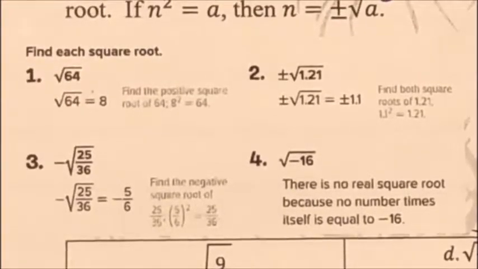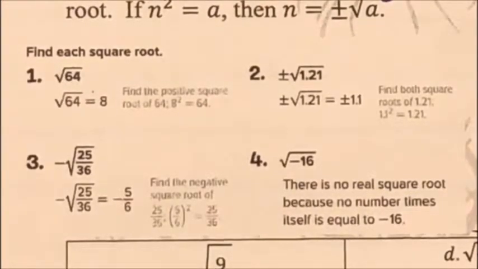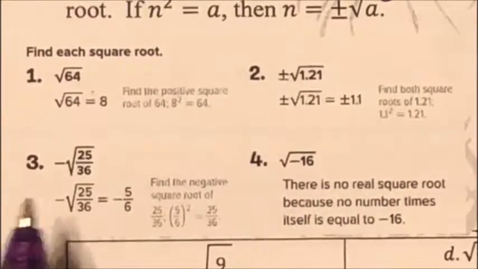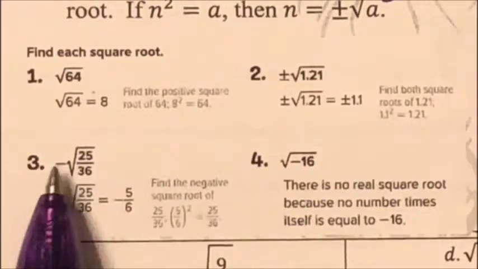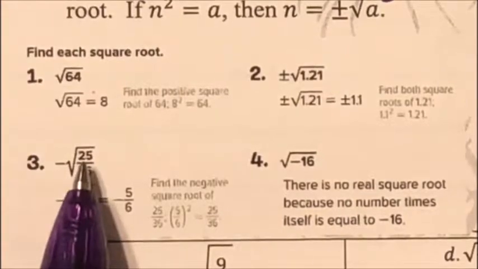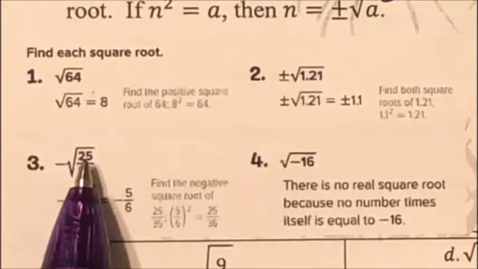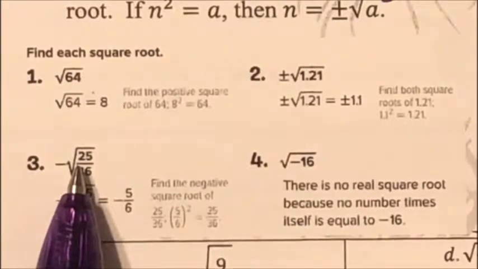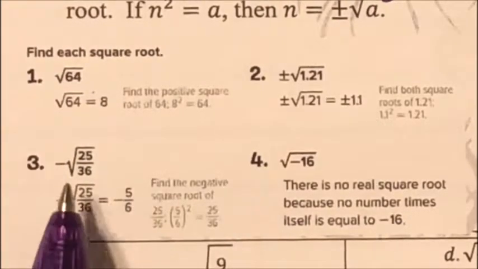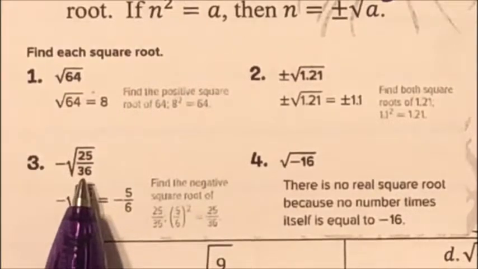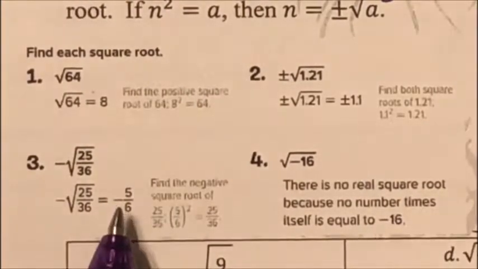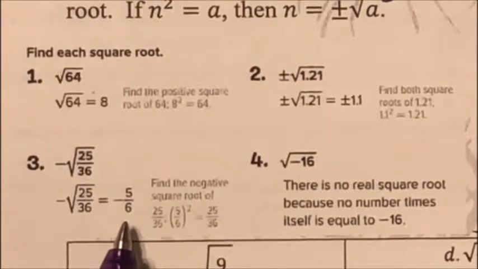Sorry, just zoom out for the calculator. Okay, so when I plugged it into the calculator, I got 1.1. Okay, same thing for number 3. The negative's on the outside, so I take the square root of each of the items on the inside. Square root of 25. 5 times 5 gives me 25, so I get 5. 6 times 6 gives me 36, so I get 6. I have this negative sign out front, I leave it there, so I get negative 5/6.